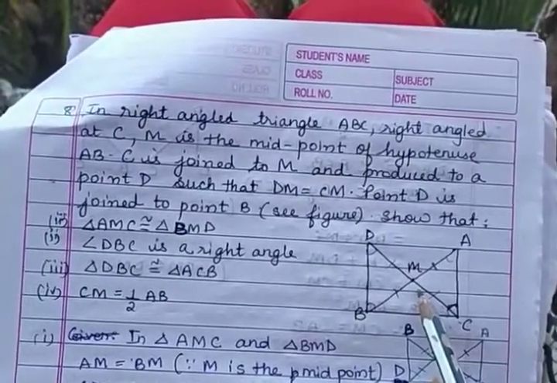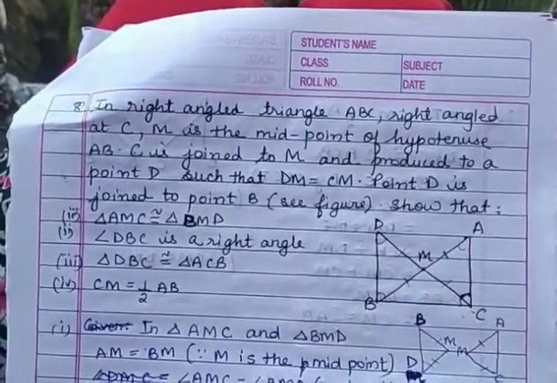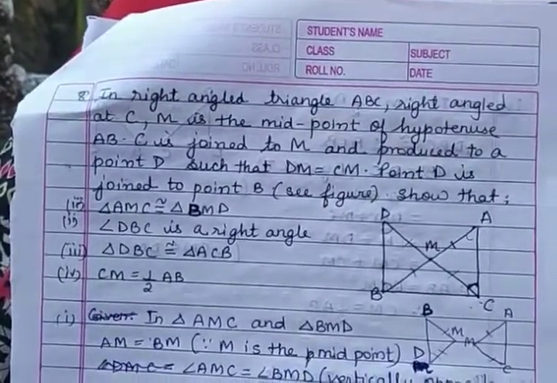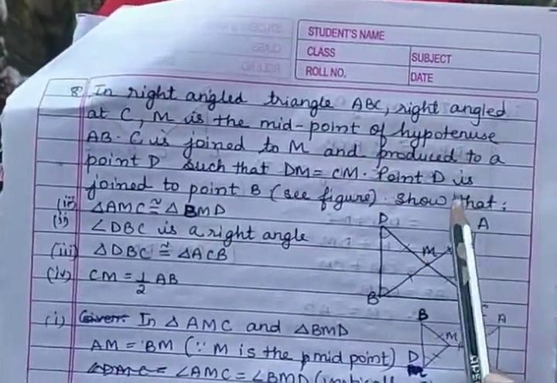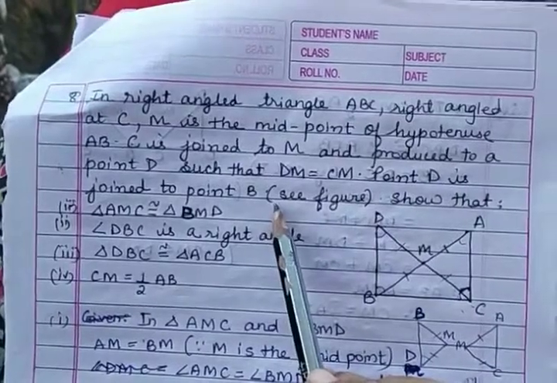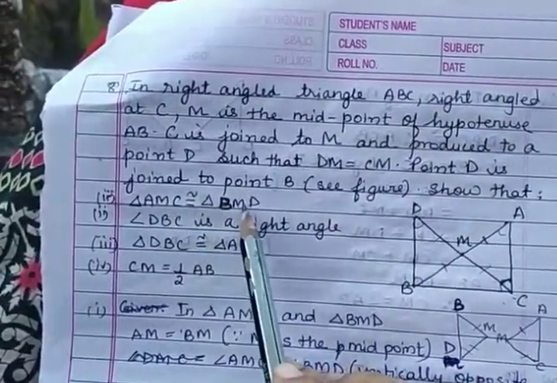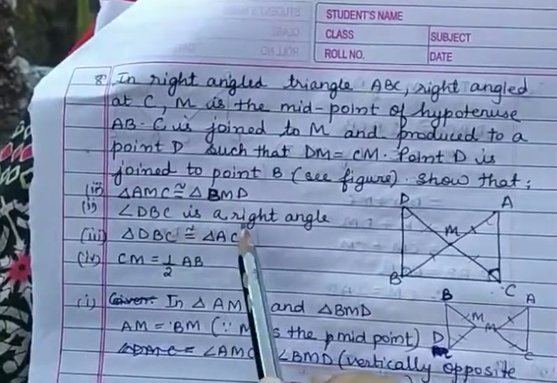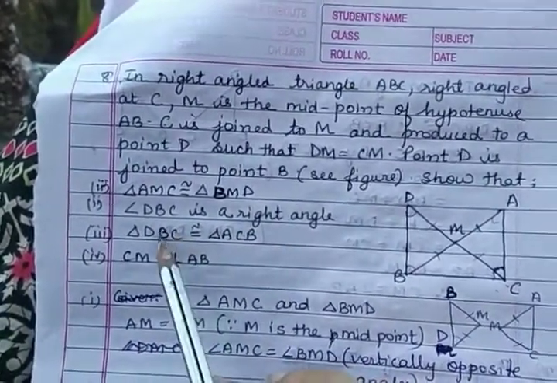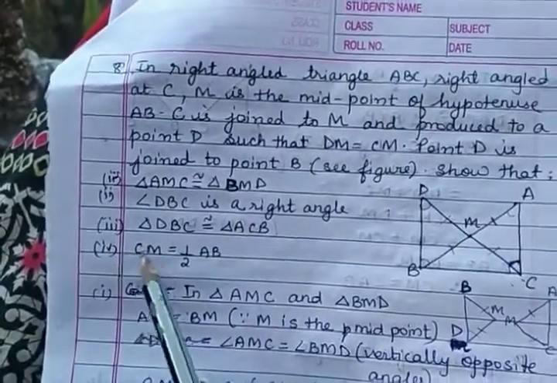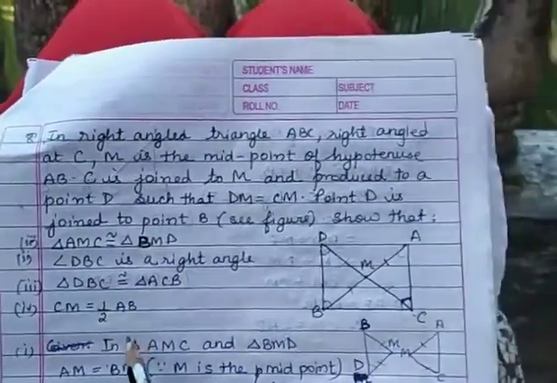C is joined to M and produced to a point D such that DM is equal to CM. Point D is joined to point B. Show that triangle AMC is congruent to triangle BMD, angle DBC is a right angle, and triangle DBC is congruent to triangle ACB, and fourth, CM is equal to half of AB.